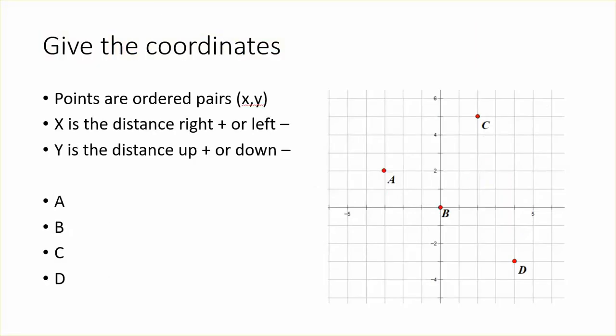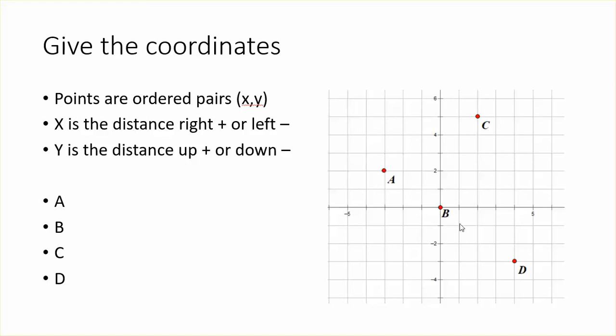Now we're going to move from parallel and perpendicular lines to coordinate planes. We're going to start by looking at points. Points can be identified by ordered pairs. The coordinates tell where that point is located. In an ordered pair, the distance right or left always goes first, and the distance up and down goes second. And we count those distances from the origin, or point 0, 0.